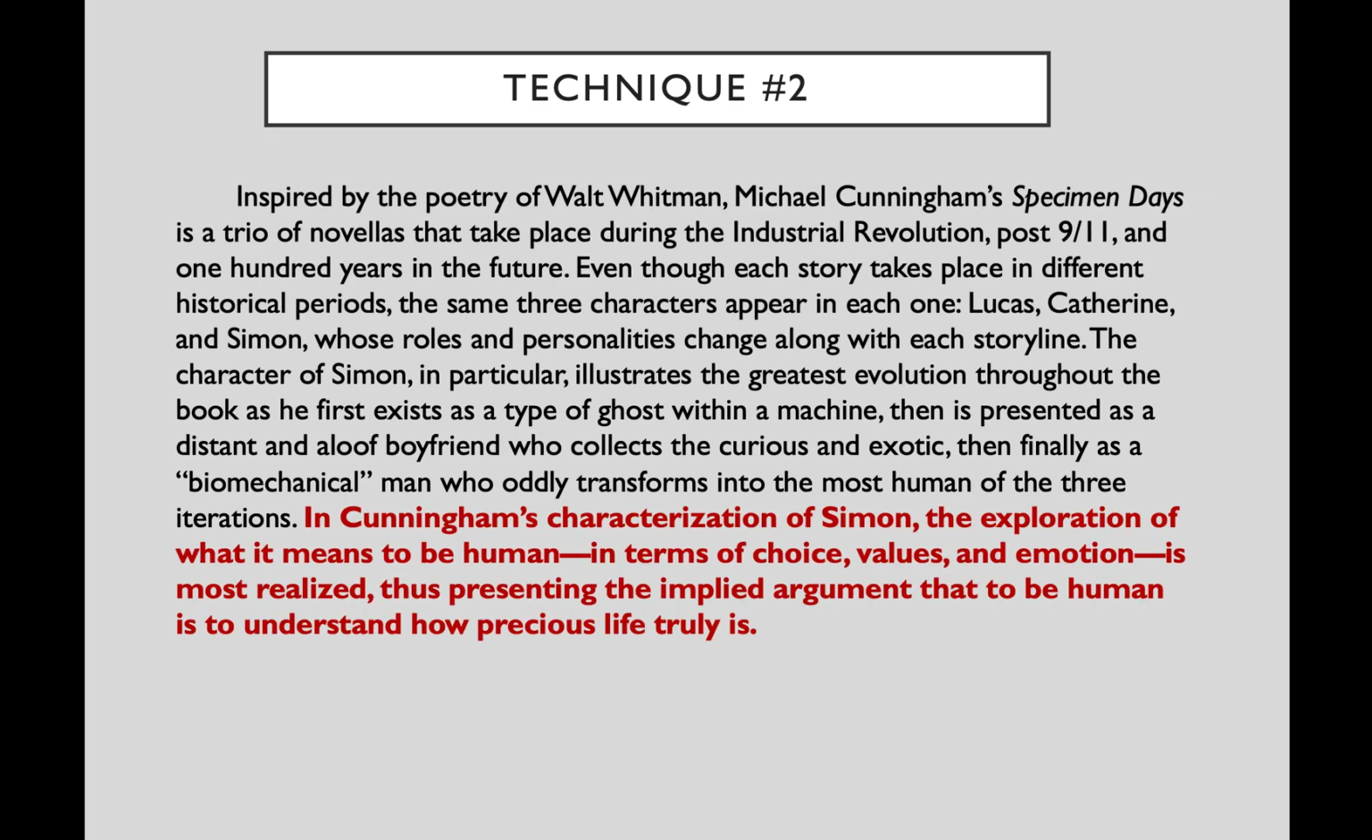In Cunningham's characterization of Simon, the exploration of what it means to be human, in terms of choice, values, and emotions, is most realized, thus presenting the implied argument that to be human is to understand how precious life truly is. And so again, we have the thesis statement in bold and red, and we see how all of these parts are used to narrow the focus down to get us to that argument about the character of Simon.